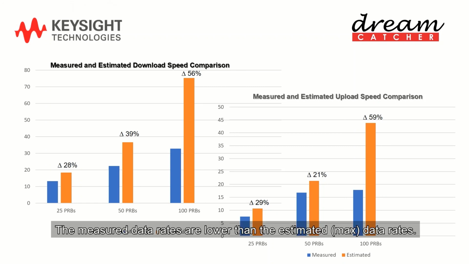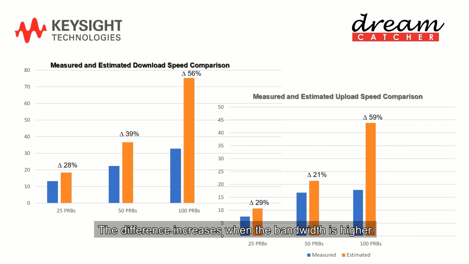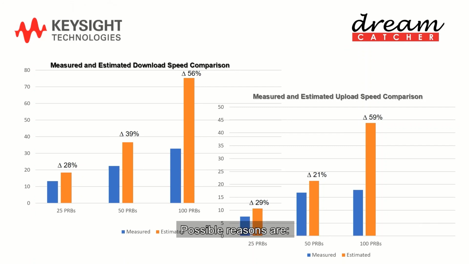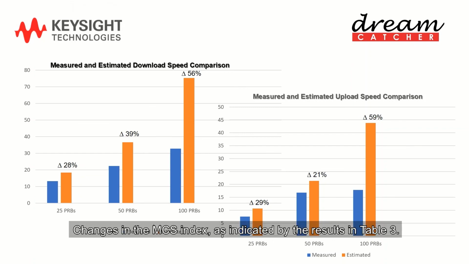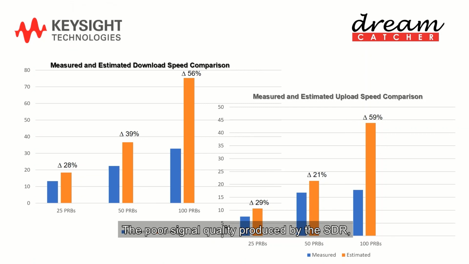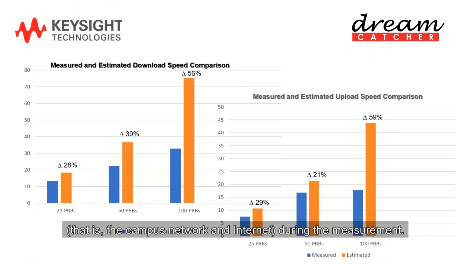The measured data rates are lower than the estimated maximum data rates. The difference increases when the bandwidth is higher. Possible reasons are changes in the MCS index, as indicated by the results in Table 3; the poor signal quality produced by the SDR, especially for larger bandwidth and higher order modulation; the performance limitation of the PC, which is serving as both eNodeB and EPC; and the condition of the network, that is, the campus network and internet, during the measurement.